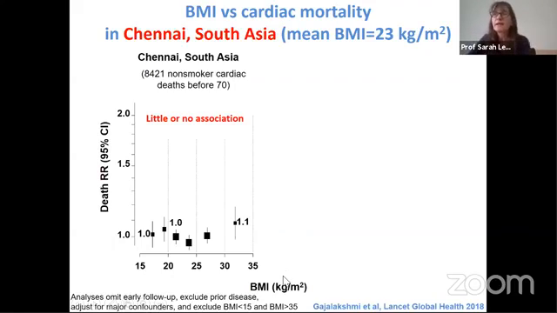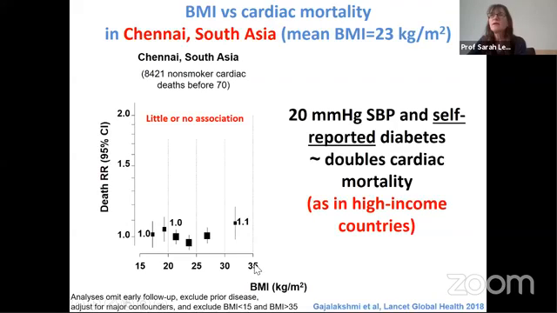So we looked carefully at the associations of BMI with blood pressure and with diabetes. As you would expect, we saw an association between BMI and systolic blood pressure at baseline, and between BMI and diabetes at baseline. And when we related those to subsequent mortality, again 20 millimeters of mercury systolic blood pressure and self-reported diabetes at baseline approximately doubled cardiac mortality, as we'd seen in high-income countries. So it makes this flat association even more surprising under the circumstances.